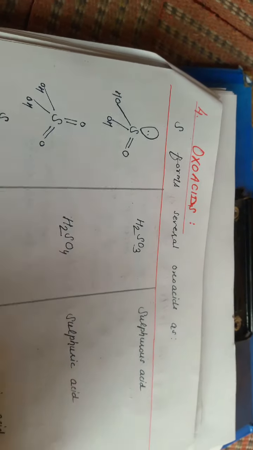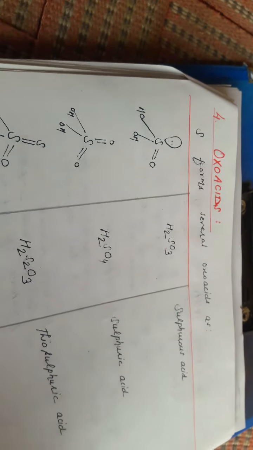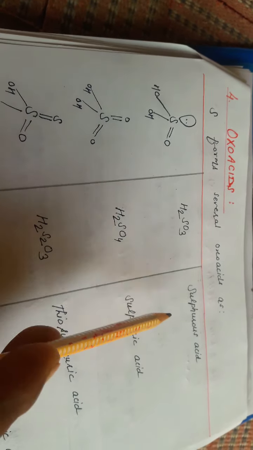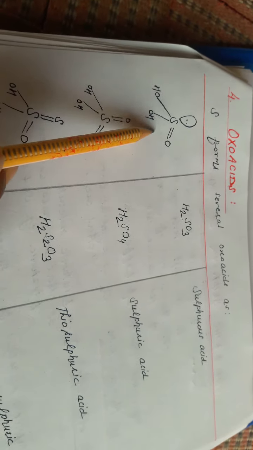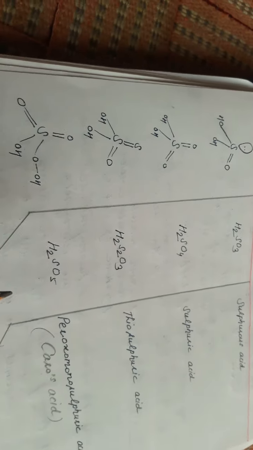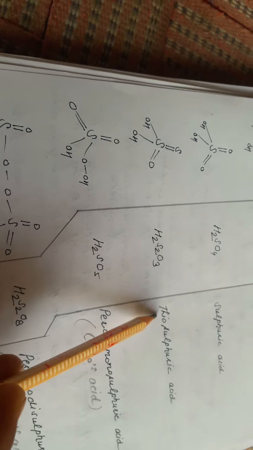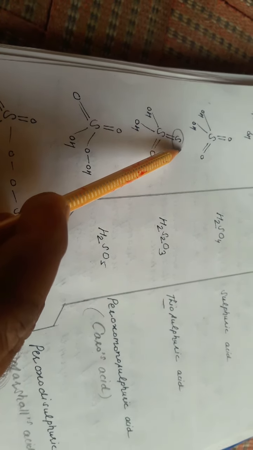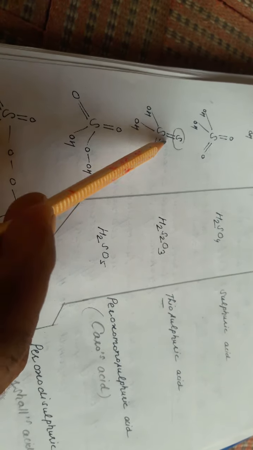Next, the third one is oxo acids. So sulfur forms the important oxo acids. First is sulfuric acid. You can see here sulfuric acid. Second is the structure of sulfuric acid. Third is thiosulfuric acid. Thio means in one oxygen there is one sulfur group present. Okay, sulfuric and thiosulfuric acid.